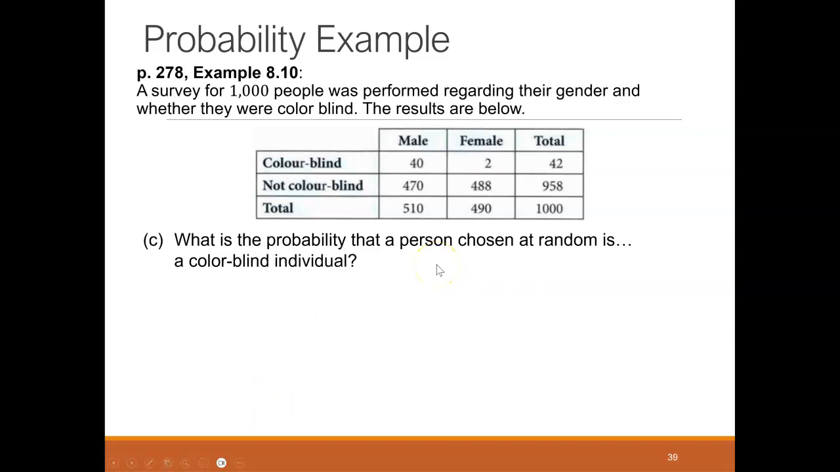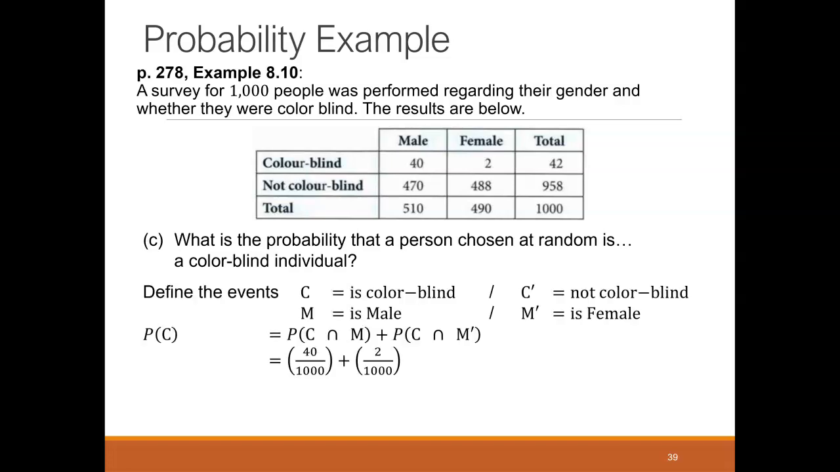Okay. What is the probability the person chosen at random is a colorblind individual? So how many colorblind people do we have? How many total people? 42 out of 1,000. Everybody's okay there?